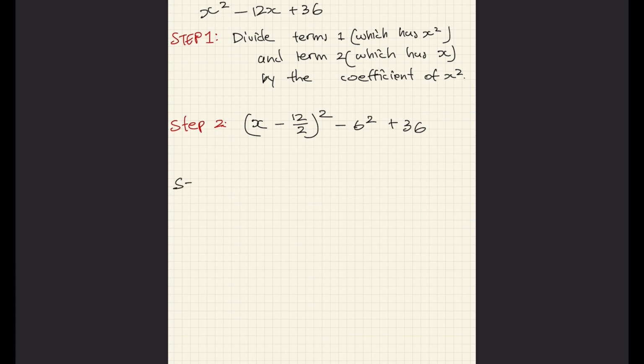Step 3, we then solve. In this case, we get x minus 6 squared plus 0. We've already done that. So this is our simplified product. Great. So why don't we try this with one more example?